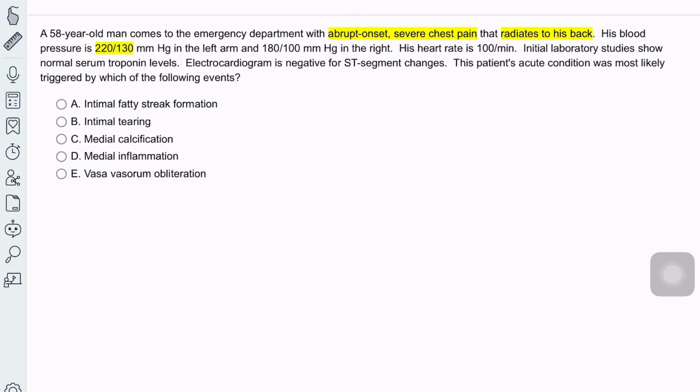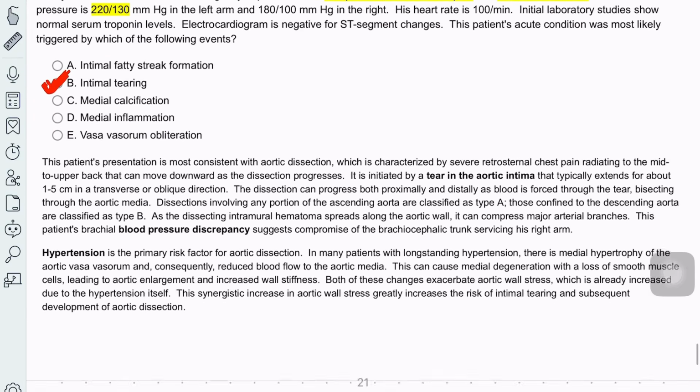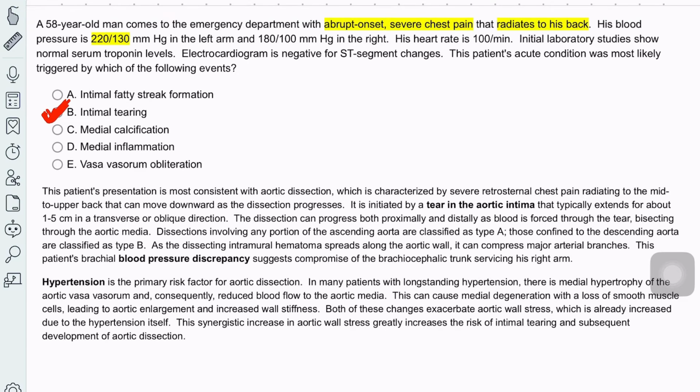So you can see blood pressure difference in both the limbs and pain radiating to the back. The options are intimal fatty streak formation, intimal tearing, medial calcification, medial inflammation, vasa vasorum obliteration. So the answer is intimal tearing. This is a case of aortic dissection. So this patient's presentation is most consistent with aortic dissection, which is characterized by severe retrosternal chest pain radiating to the mid to upper back that can move downward as the dissection progresses.